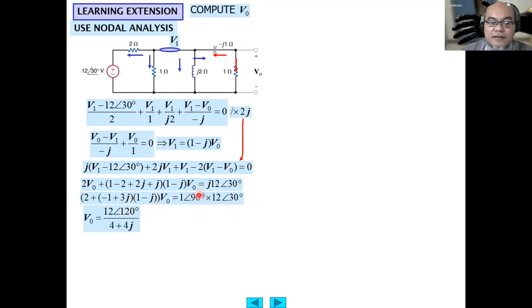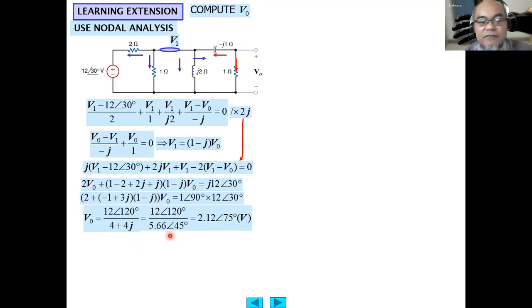So V output is this value of multiplication divided by the value of this addition and multiplication, which is 4 plus 4j. How to simplify this? Of course, you need to re-express this 4 plus 4j in phasor form. Then you can do the division easily. It becomes 5.66 with a phase angle of 45 degrees. So the magnitude is 12 divided by 5.66, which equals 2.12, and the phase angle is 120 minus 45, which is 75 degrees.